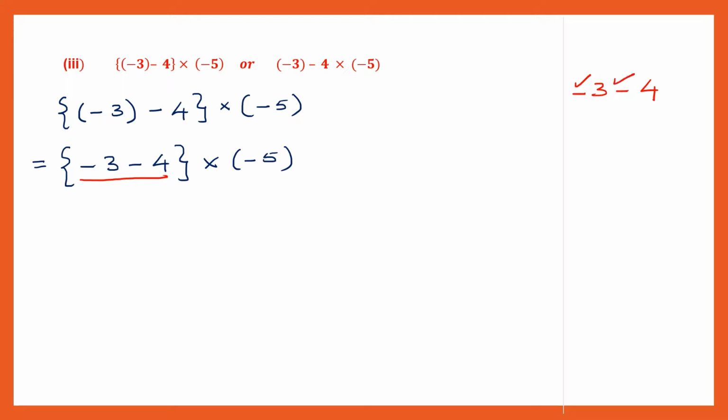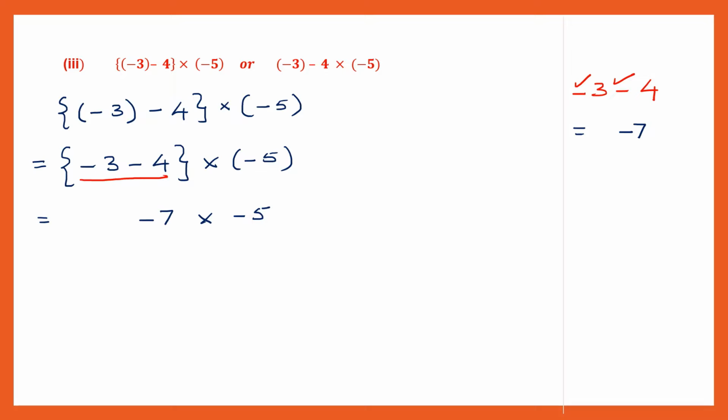Signs are the same. So when signs are the same, we put the same sign and we add. So 3 plus 4 is 7. So this is minus 7. So let's write that down here. So this is minus 7 into minus 5.